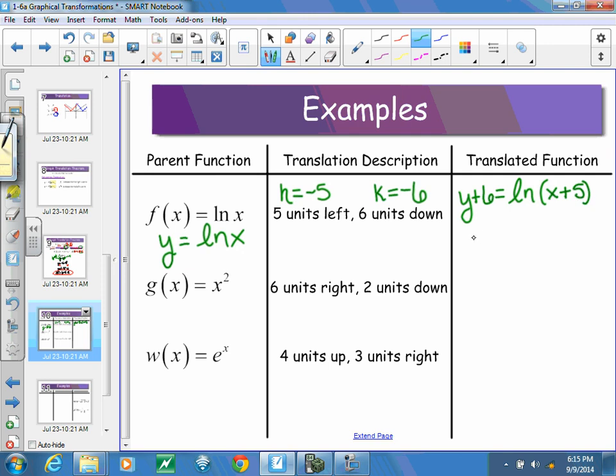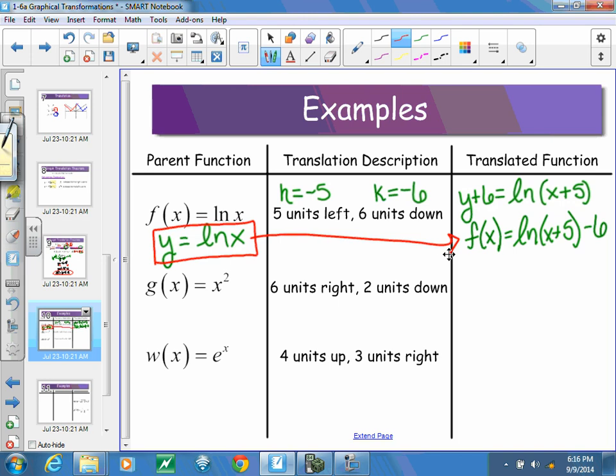By subtracting 6 from both sides, now I get my function f of x is equal to the natural log of (x plus 5) minus 6. Now what's going to happen is many of you might be able to go right from your parent function to the translated function without doing the y part, and that's perfectly fine if you can see the pattern that's happening here.